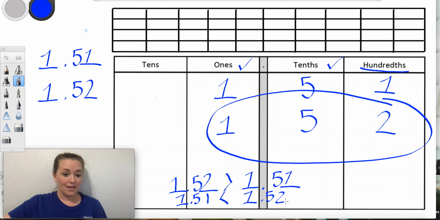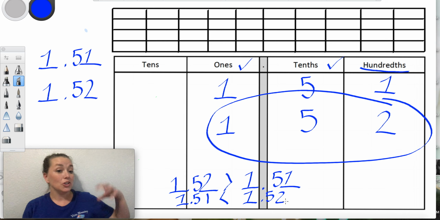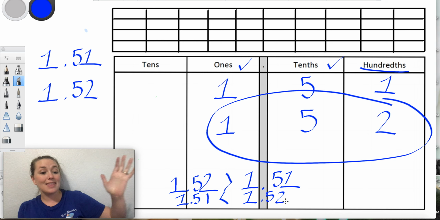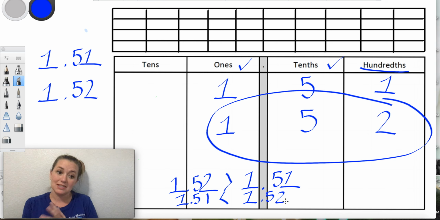All right, remember to do your exit ticket. You did a great job. Remember, when you're comparing fractions, you want to compare the biggest place value first, and then go down the place values to see which one moves you closer to the next whole. Good job.